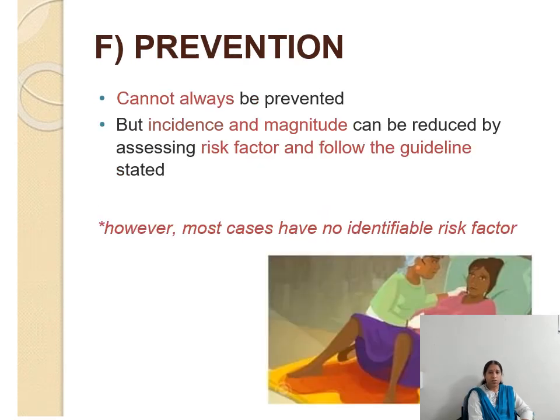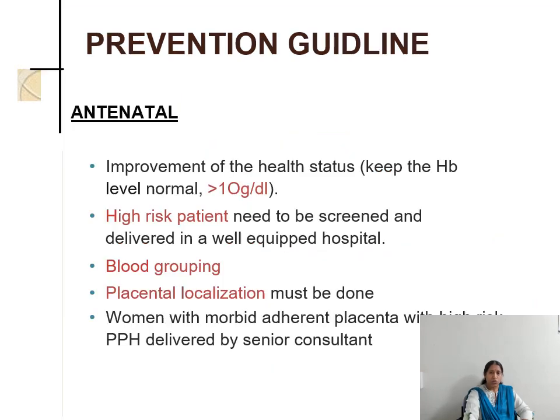So how to prevent? Mainly, the risk factors should be kept in mind, but sometimes we cannot prevent it. Incidence and magnitude can be reduced by assessing the risk factors and following the guidelines. Most cases have no identified risk factors. We cannot predict PPH. So improvement of the health status: keep the hemoglobin level normal, that is more than 10 gram per deciliter. High risk patients need to be screened and delivered in a well-equipped hospital where blood grouping is done and a blood bank is available for immediate blood transfusion.